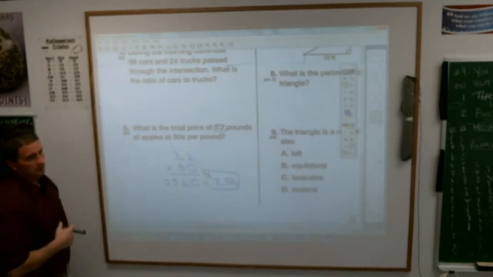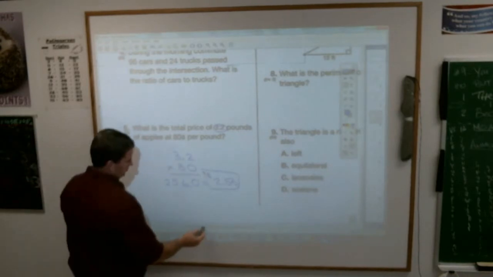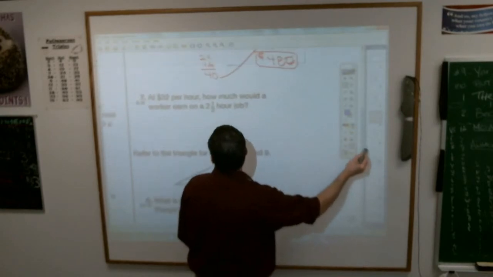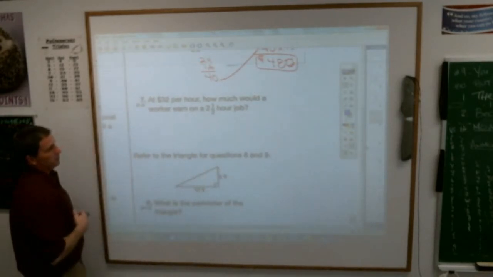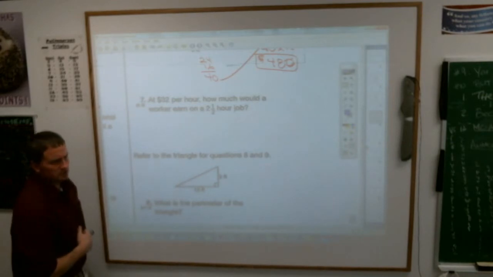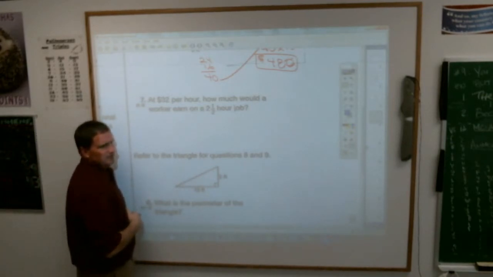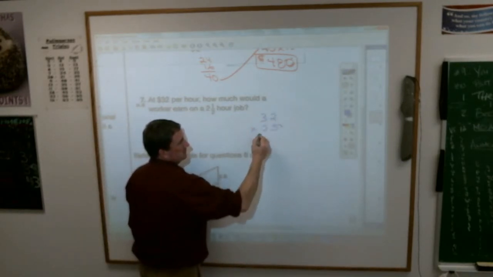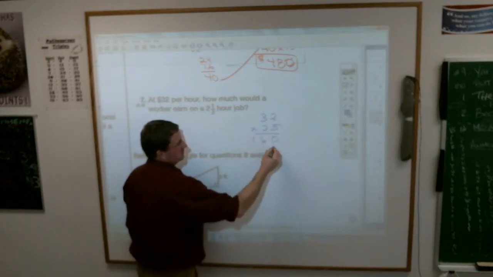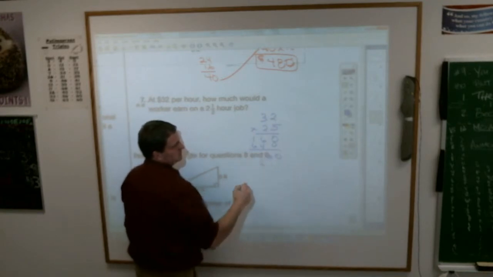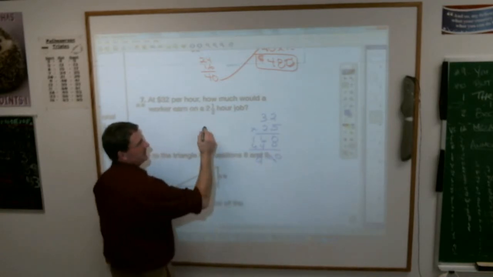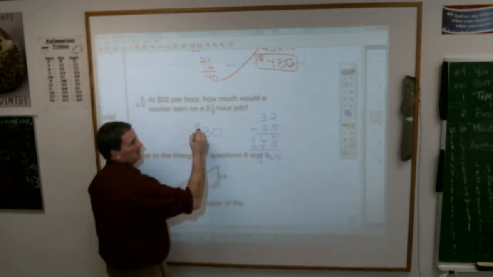Ryan. I don't get why I got more somehow. At $30 per hour, how much would a worker earn at a 2.5 hour job? What did you do? 32 times 2.5. Multiply it then. 5 times 32 is 160. Bring down a 0. 2 times 32 is 64. 0, 0, 8, sorry. 1 decimal point. I get $80. What do you get? I got $70.